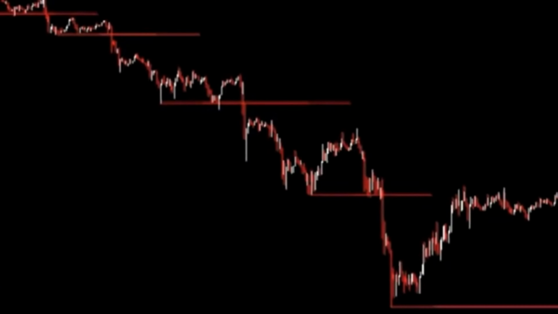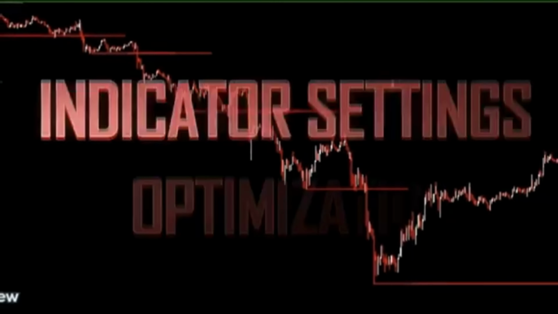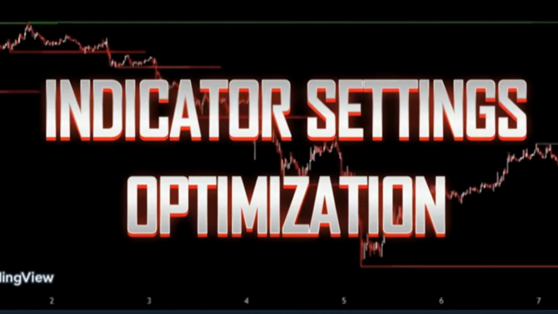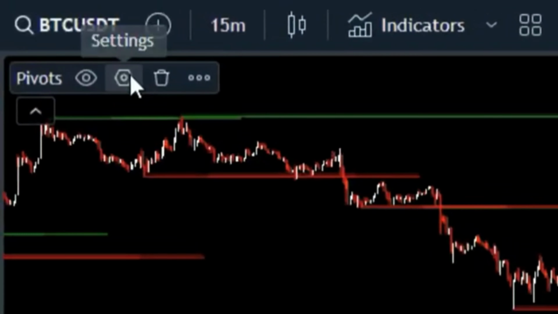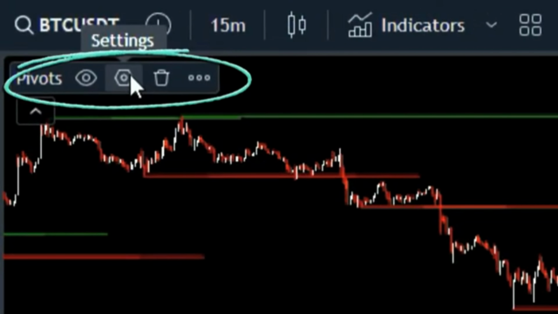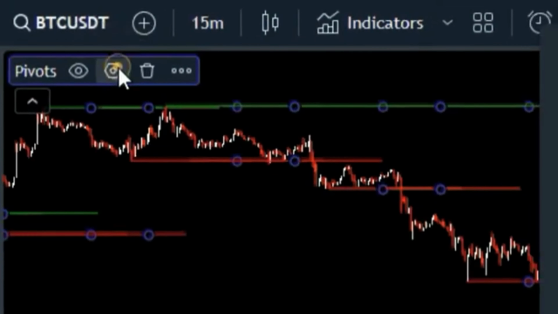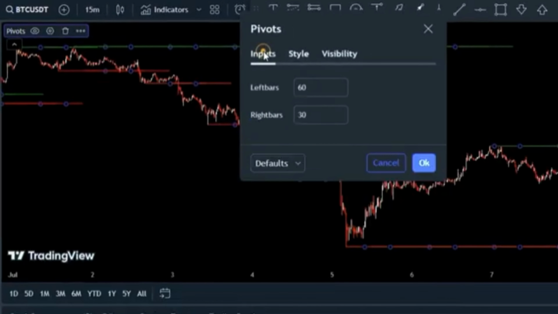Alrighty, you've got the pivot high-low line indicator on your chart. Time to make it your own. Go ahead and play around with the settings to match your trading vibe. Just look for the little gear icon and click on it. That's where the magic happens. Don't sweat it if it seems like a lot. Take it slow and find what works for you.